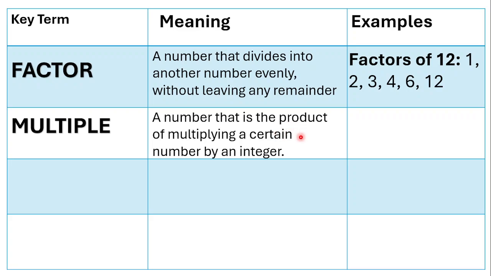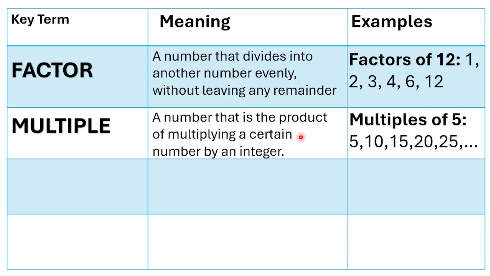So if we consider the multiples of 5, what is the times table of 5? If I ask you to list the multiples of 5, just think multiply. So 5 times 1 is 5, 5 times 2 is 10, 5 times 3 is 15, and the list goes on and on. These are your times tables: 5, 10, 15, 20, 25, and the list goes on and on. So for multiples, think multiply.